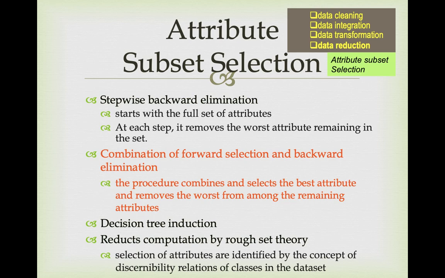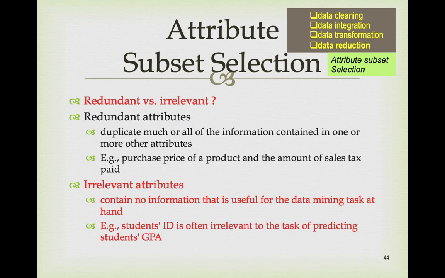Okay, so we also can have decision tree induction and also reduct computation by RST, rough set theory. Selection of attributes is identified by the concept of discriminability relations of classes in the dataset.